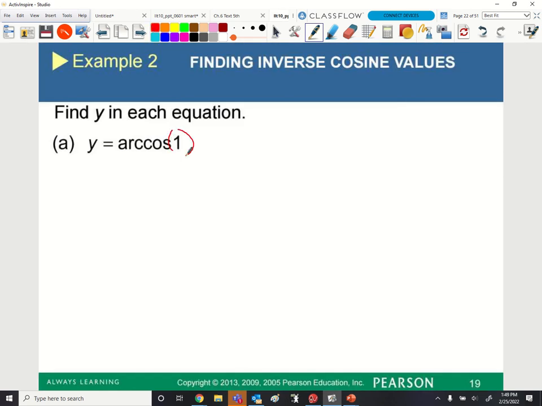So, arc cosine. Cosine is which variable? X. It's the x value, right? So I want to find where my x value is 1. And I'm only going to look in what quadrants? 1 and 2. Go find it.